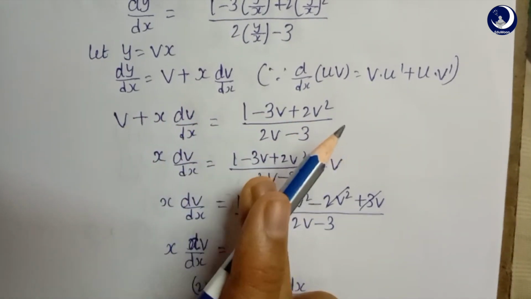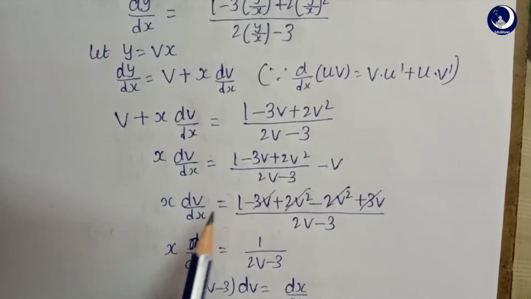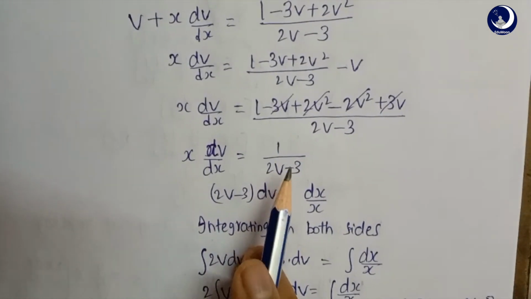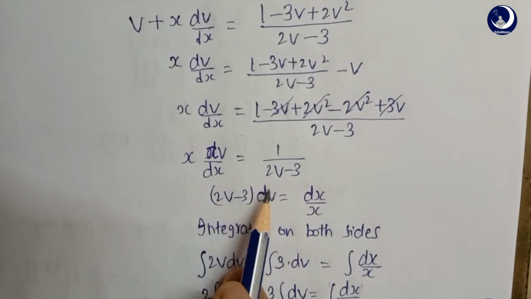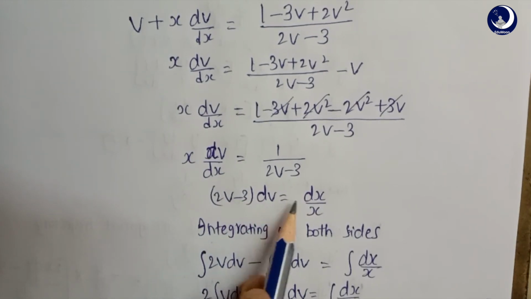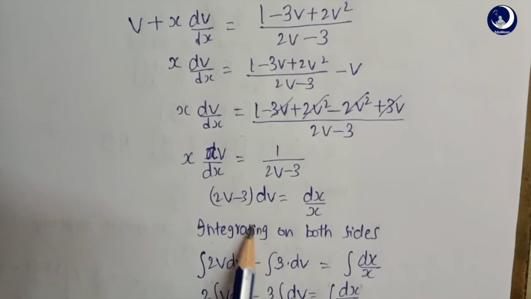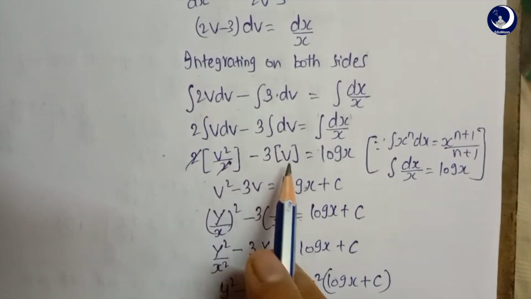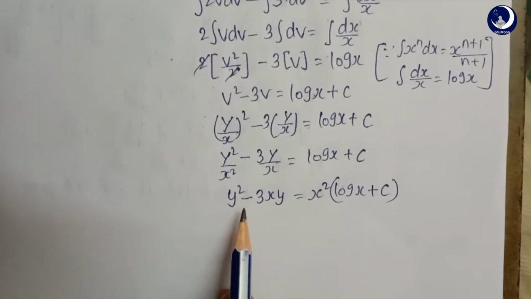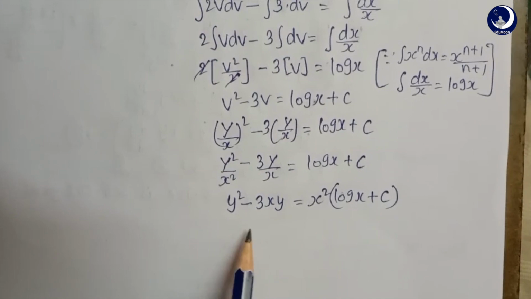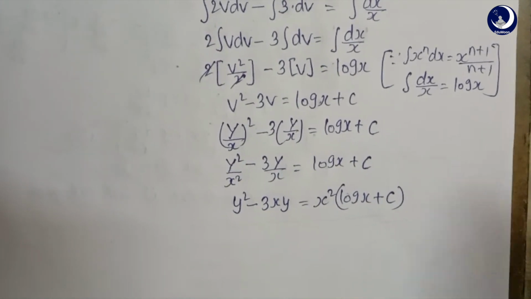I replace it with the minus function. Then I got x dv by dx equal to 1 by 2v minus 3. Now by separating variables, I got 2v minus 3 dv equal to dx by x. Now integrating on both sides, we got the solution, which was y square minus 3xy equal to x square into log x plus c. This is the required solution for the given question.